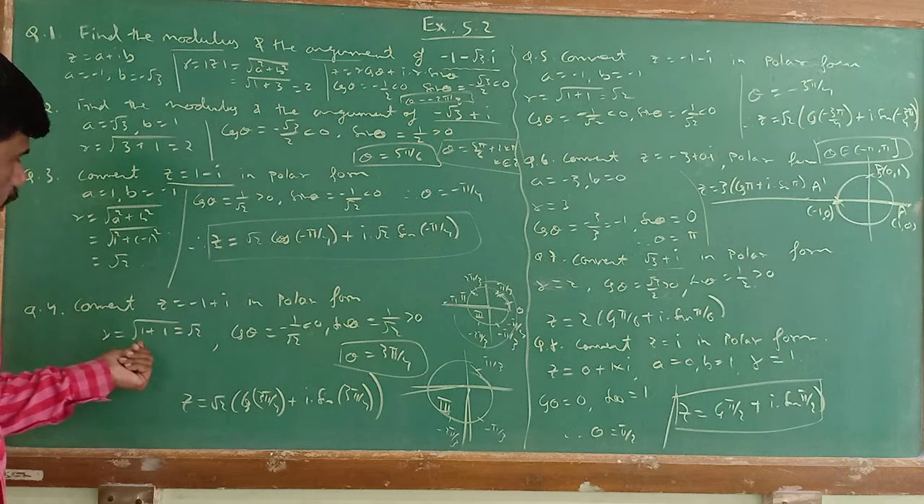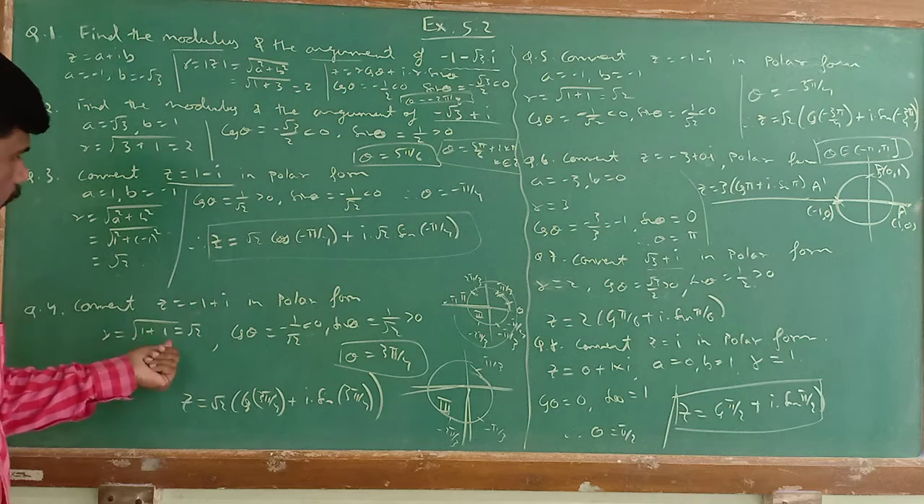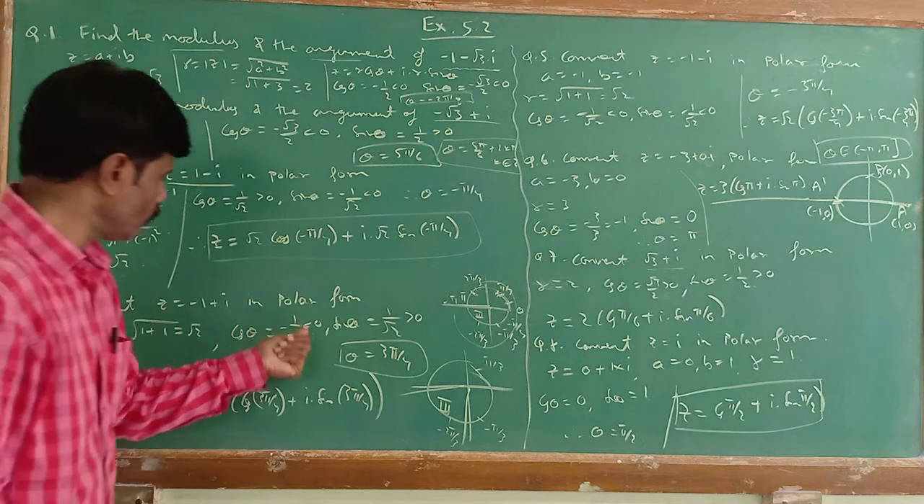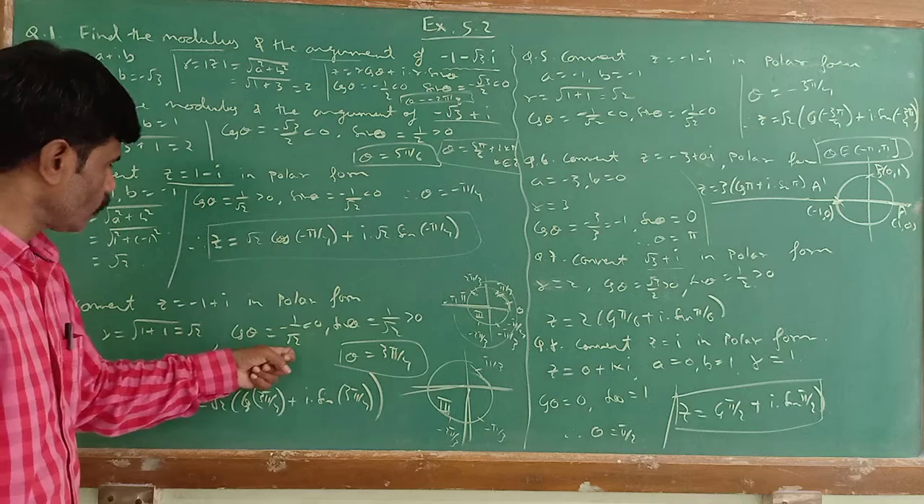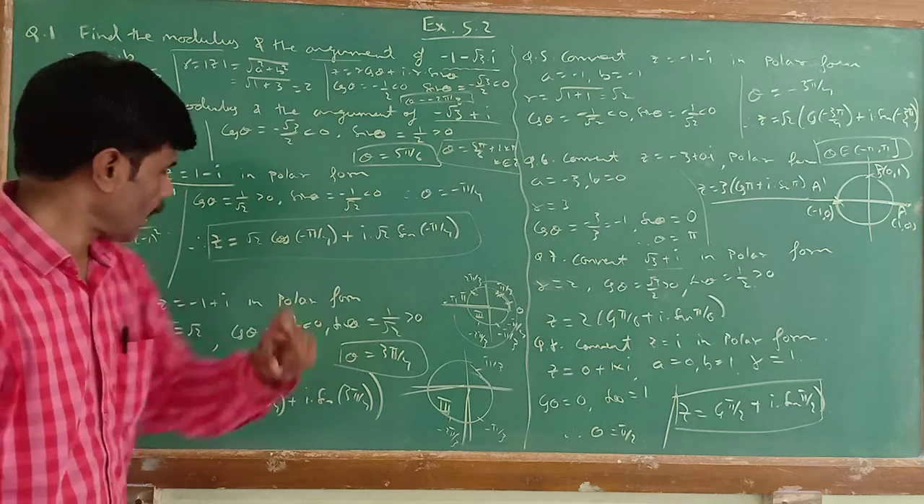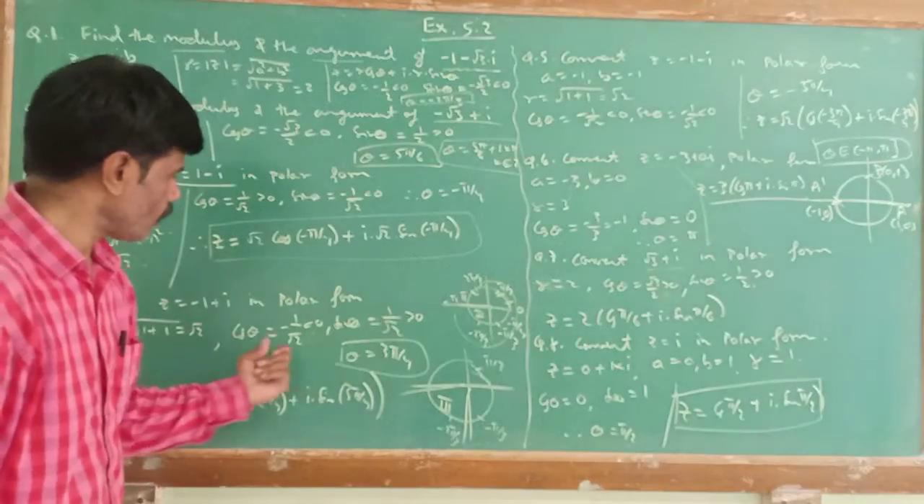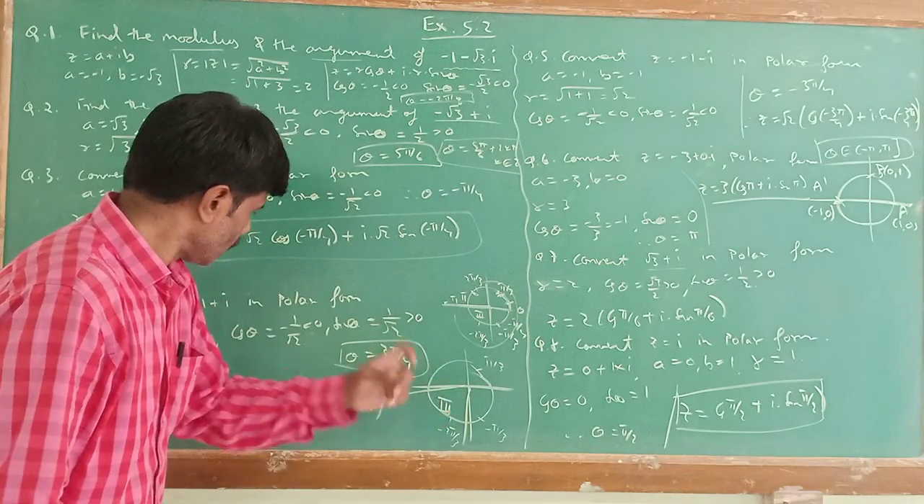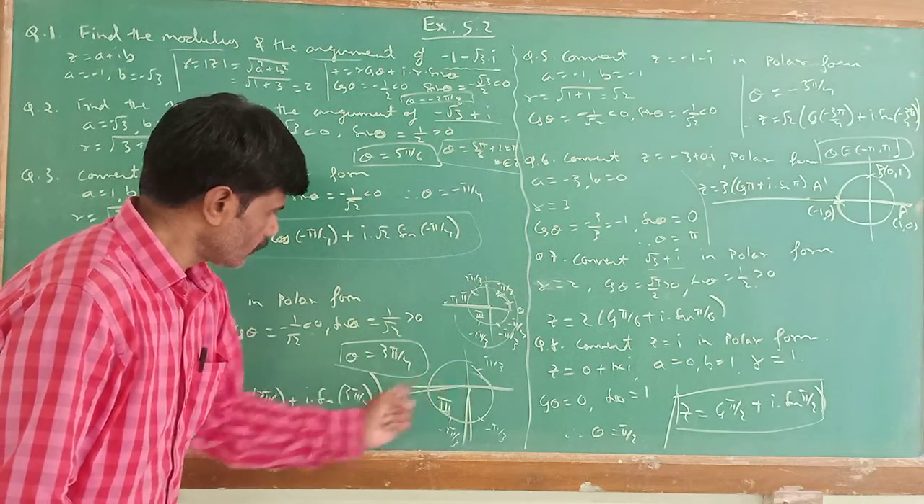So r is equal to root of a square plus b square, minus 1 square plus 1 square, that is equal to root 2. Cos theta is equal to a by r, minus 1 by root 2, that is negative. Sin theta is equal to b by r, that is 1 by root 2, positive. Cos negative, sin positive.